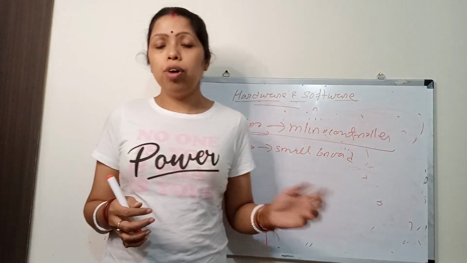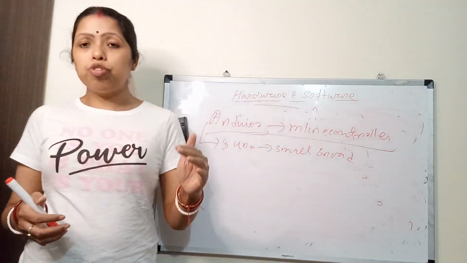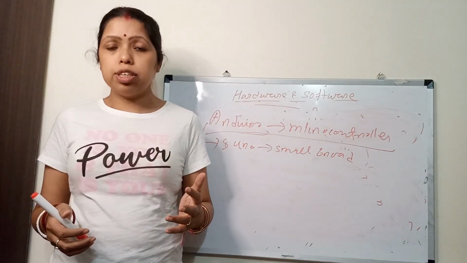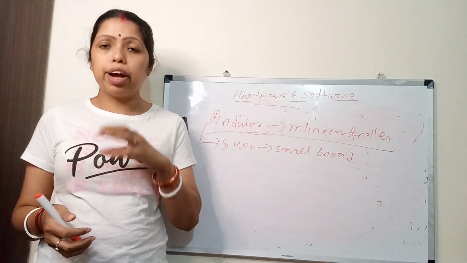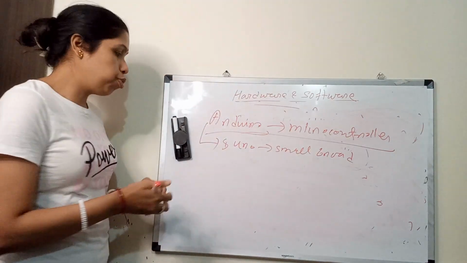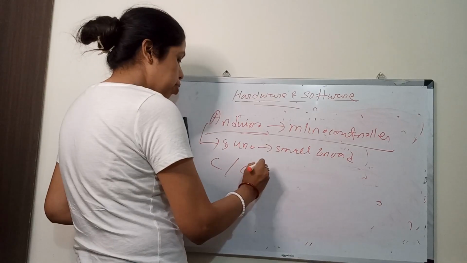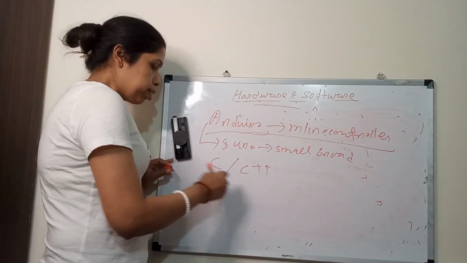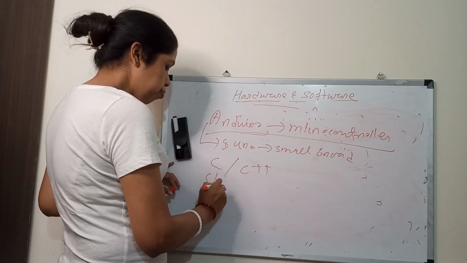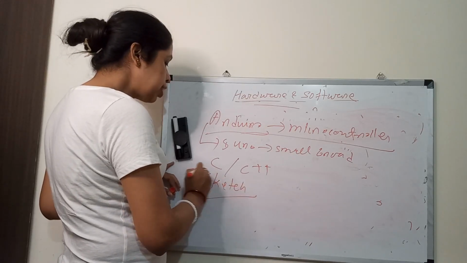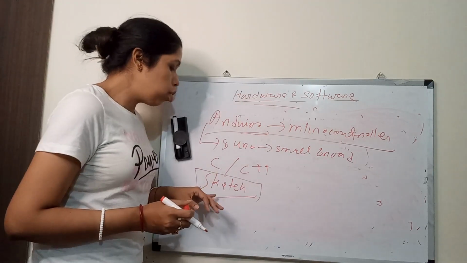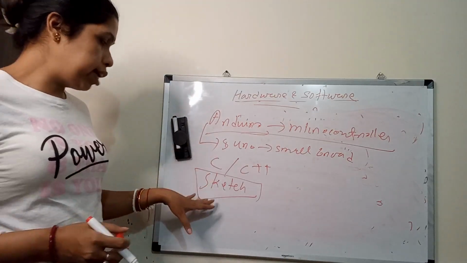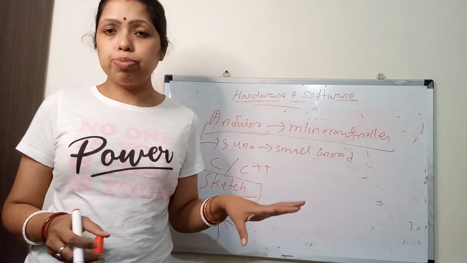For Arduino Uno, the software version is C++. If you want to write any kind of program, C or C++ is required. There is a sketch platform inside the Arduino software. Inside the sketch you can write the C++ code.